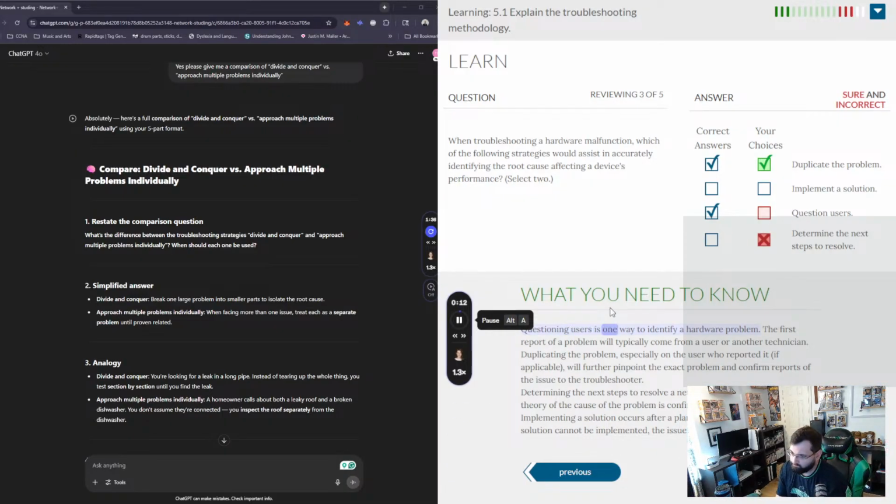Questioning users is one way to identify a hardware problem. The first report of a problem will typically come from a user or another technician. Duplicating the problem, especially on the user who reported it if applicable, will further pinpoint the exact problem and confirm reports of the issue to the troubleshooter.